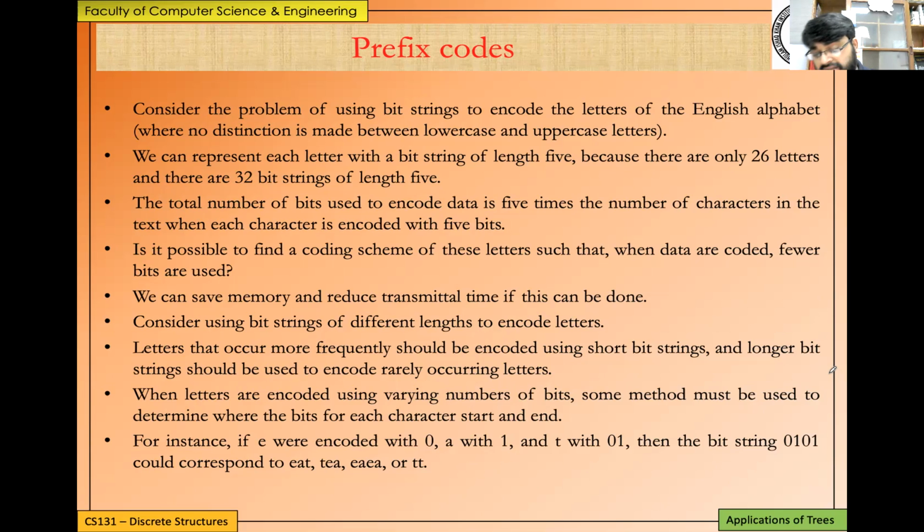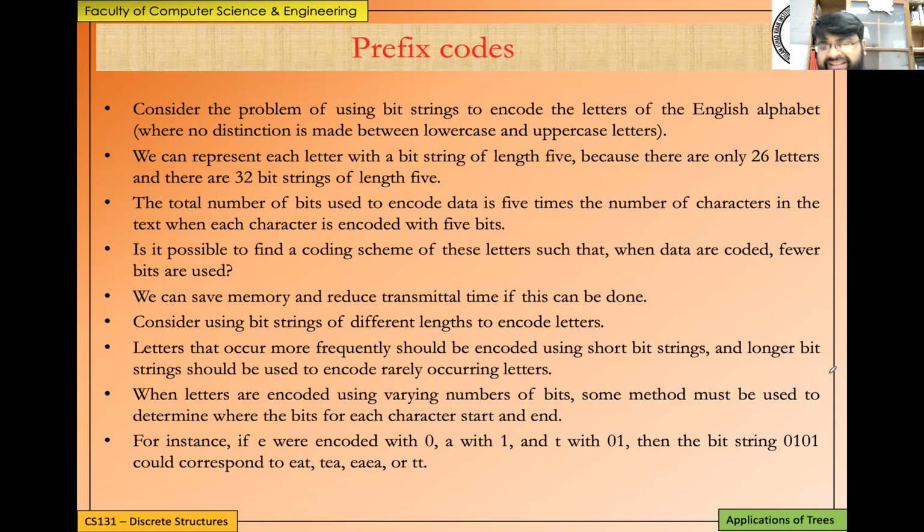And yeah, you can always save memory and reduce transmittal time if you can somehow reduce the size of the bit string. So consider using bit strings of different lengths to encode letters. Can we use bit strings of different lengths to encode letters? Well, letters that occur more frequently should be encoded using short bit strings, and longer bit strings should be used to encode rarely occurring letters.